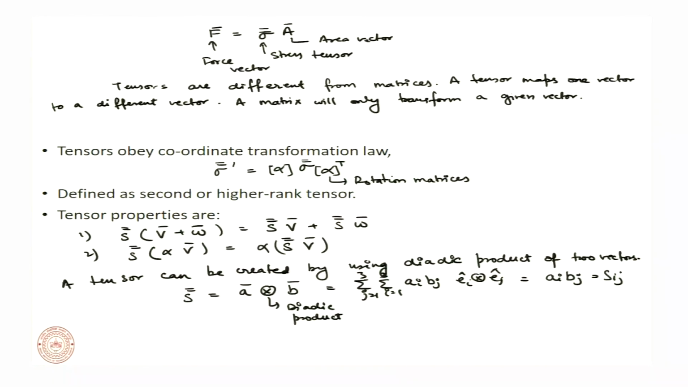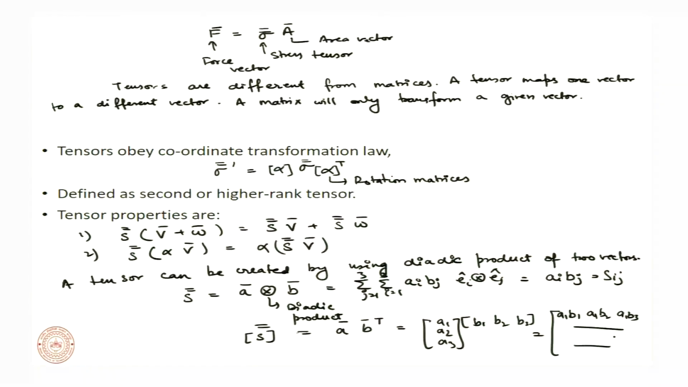If you would like to write it in terms of vectors or matrices, then our S, which is a tensor, will be equal to A vector into B vector transpose. So A vector is A1, A2, A3. B vector transpose will be B1, B2, B3. So this will create a matrix of A1 B1, A1 B2, A1 B3, and so on. All right, so this is how this goes in the case of tensors.